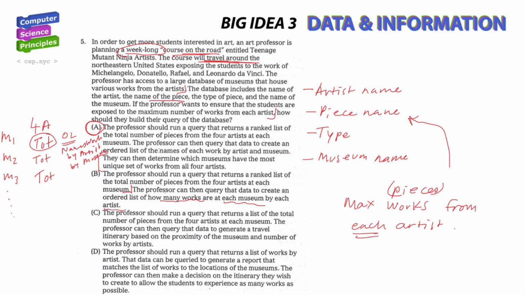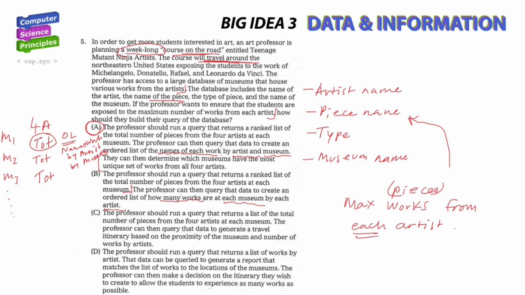Whereas up here it says the names of each work, not just how many works, but the names of each work by artist and by museum. So these are very, very close, but A has more detail, and it seems to address this question: how should they build their query to ensure that the students are exposed to the maximum number of works from each artist. So let's keep going, look through C and D.